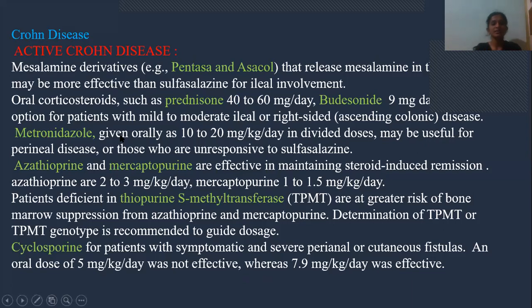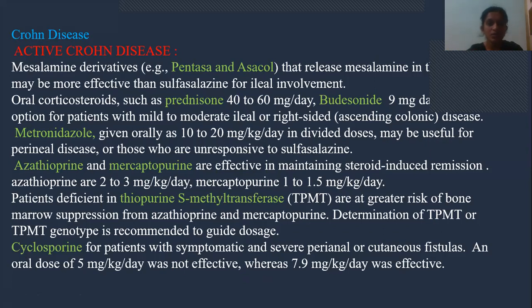So Crohn's disease, if active Crohn's disease is there, then again here also first we have to go with mesalamine derivatives. Generally it is available in the brand names of Pentasa and Asacol. These will release the drug slowly, so maybe more effective. These are more effective than sulfasalazine for ileal involvement. If there is an involvement of ileum, then we have to go for Pentasa or Asacol.